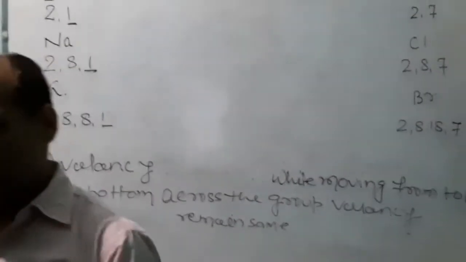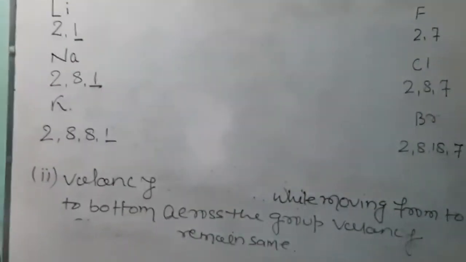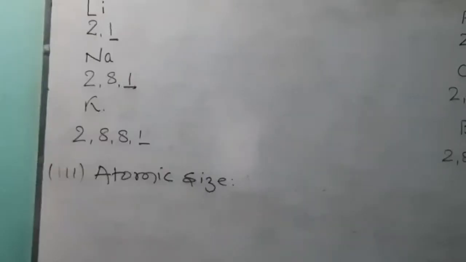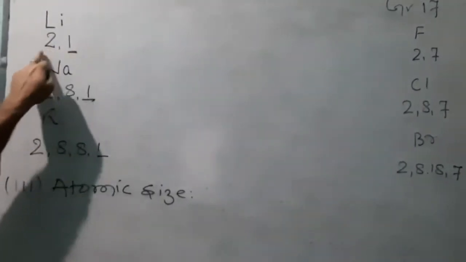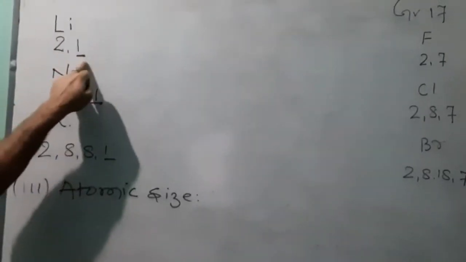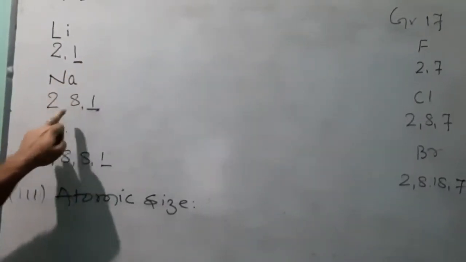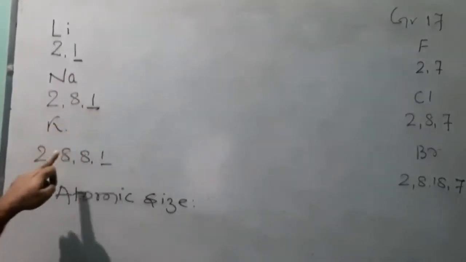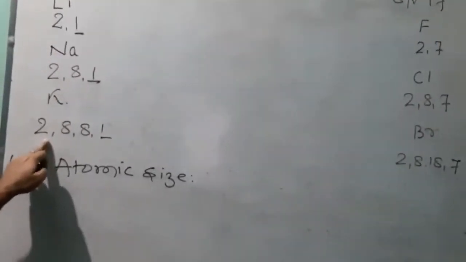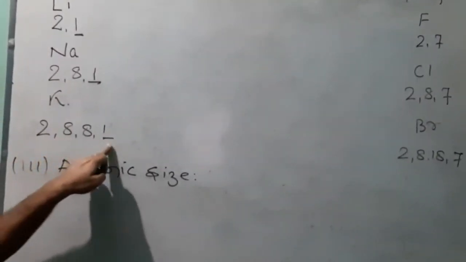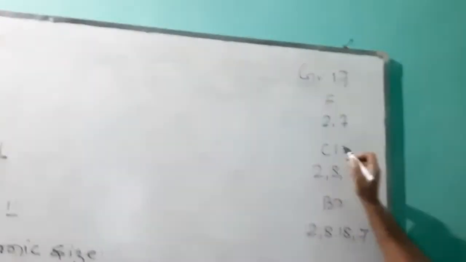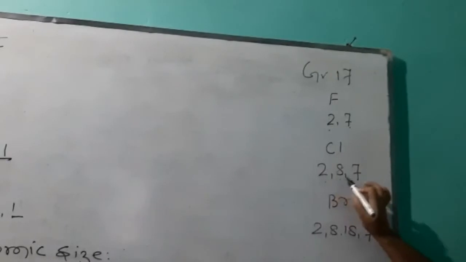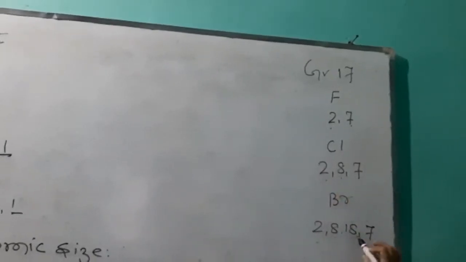Now next, size. Atomic size. Here you see the number of shells in lithium is 2, K, L. Now sodium, K, L, M. Potassium, K, L, M, N. Similarly here also you see that in chlorine, K, L, M.